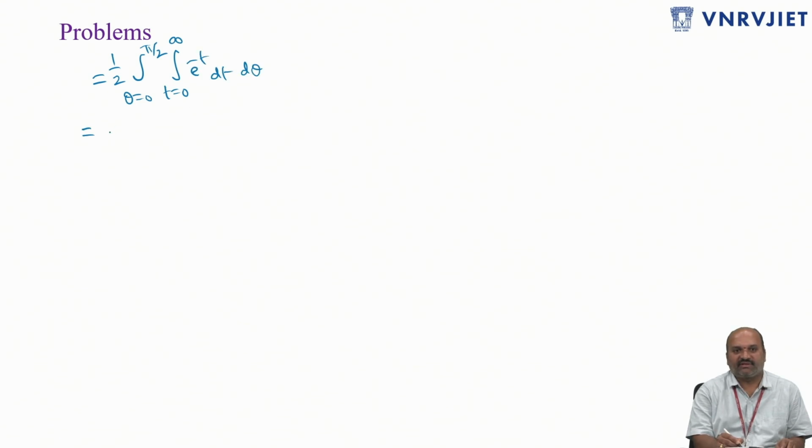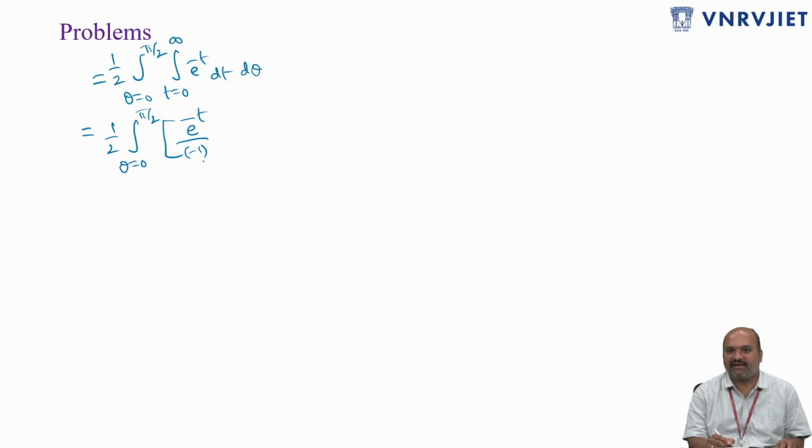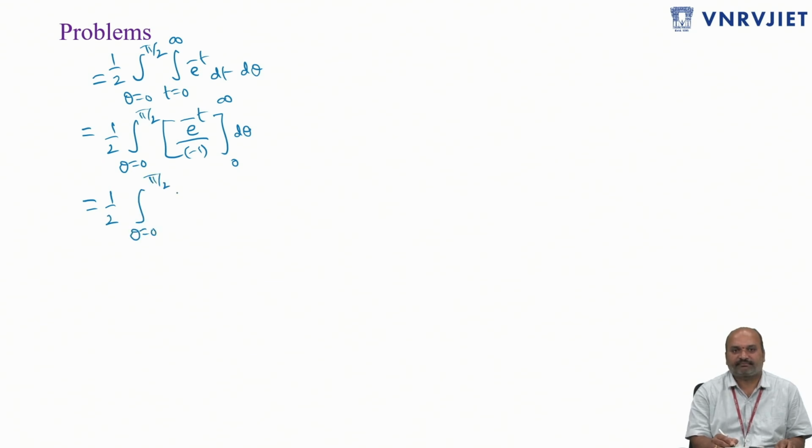This equals 1 by 2, integral theta varies from 0 to pi by 2. Now, the integral of e power minus t. What is the integral of e power minus x? It is e power minus x divided by the derivative of minus x in the denominator, and the derivative of minus x is minus 1. So with upper limit infinity and lower limit 0, d theta. This equals 1 by 2, integral theta from 0 to pi by 2. Substitute the limits: e power minus infinity divided by minus 1, minus the lower limit, e to the power of 0 divided by minus 1, into d theta.